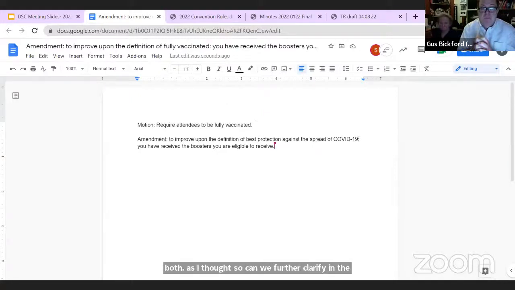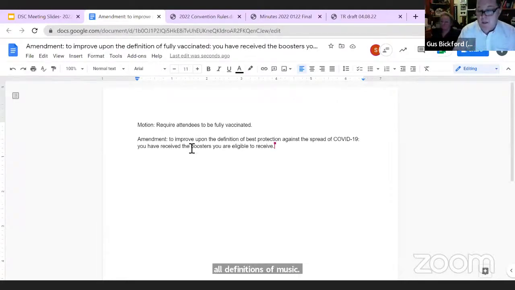The motion says require attendees to be fully vaccinated, and the amendment should include some adjustment to account for the change. So the amendment would be: require the attendees to be fully vaccinated and to meet the definition of best protection against the spread of COVID-19 as defined by the CDC, and that you have received the full boosters you are eligible to receive. All definitions of best protection is to wear a mask. That is the best protection. Everything else is a crapshoot.